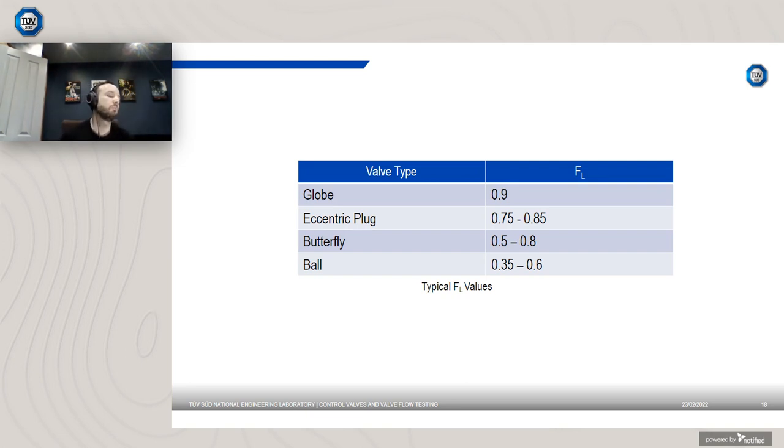The thing to remember with the pressure recovery factor is the higher the number, the worse the valve is at recovering pressure. So these are some typical values for different valve types. Ball valves generally have much better pressure recovery than a globe valve, for example. However, that does mean they are more susceptible to cavitation. So generally, a lower FL number means the valve is more susceptible to cavitation. And the FL number can be used to predict safe operating limits for the valve, which I will talk about near the end of the presentation.